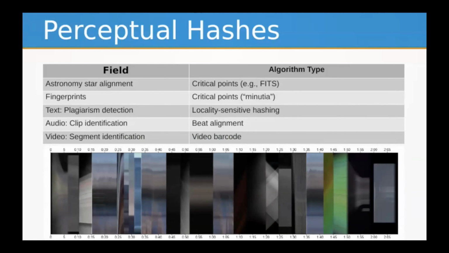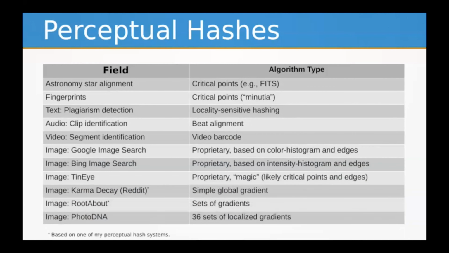Audio perceptual hashes, such as beat alignment, can be used to identify songs or audio clips. And algorithms like video barcode can be used to match video segments. For images, there are many different perceptual hashing systems, but most of them are proprietary. For example, Google's search by image system appears to be based on some kind of colored histogram and edge detection technology. Bing's image search is similar, but appears to be based on overall intensity. When I asked TinEye about their solution, they said it was magic, but it's likely based on critical point alignment.